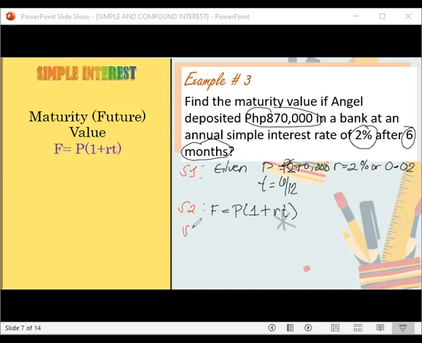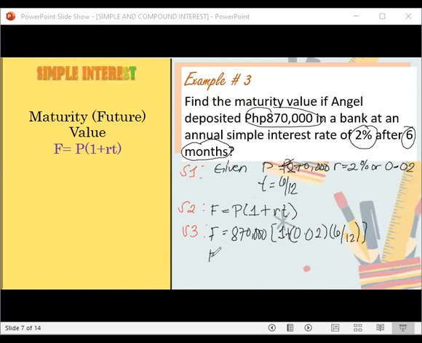Step number 3. In step number 3, ano po ang gagawin natin? Simplify using GEMDAS. So, substitute muna natin yung given na meron tayo. So, future value, ang principal natin ay 870,000, 1 plus, ano ang rate? 0.02. Ano ang time? Ang time natin ay 6/12.